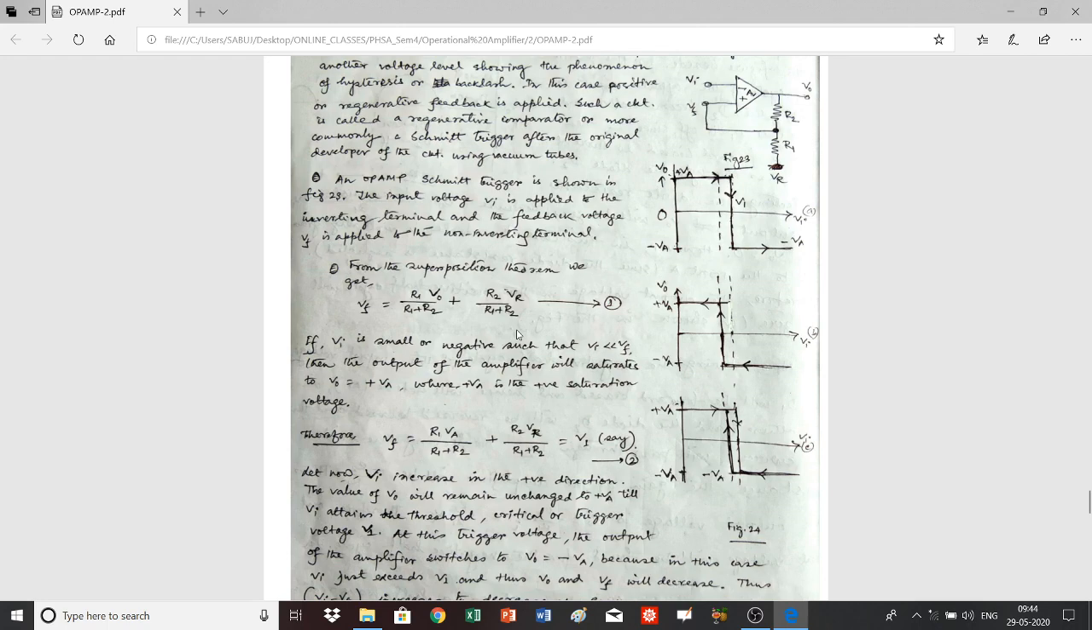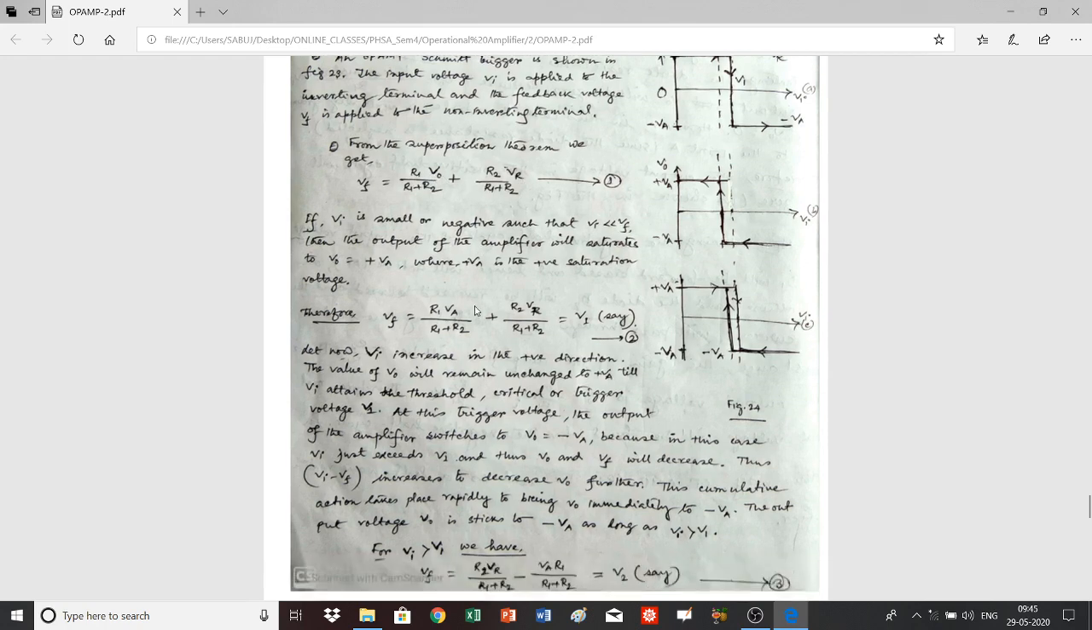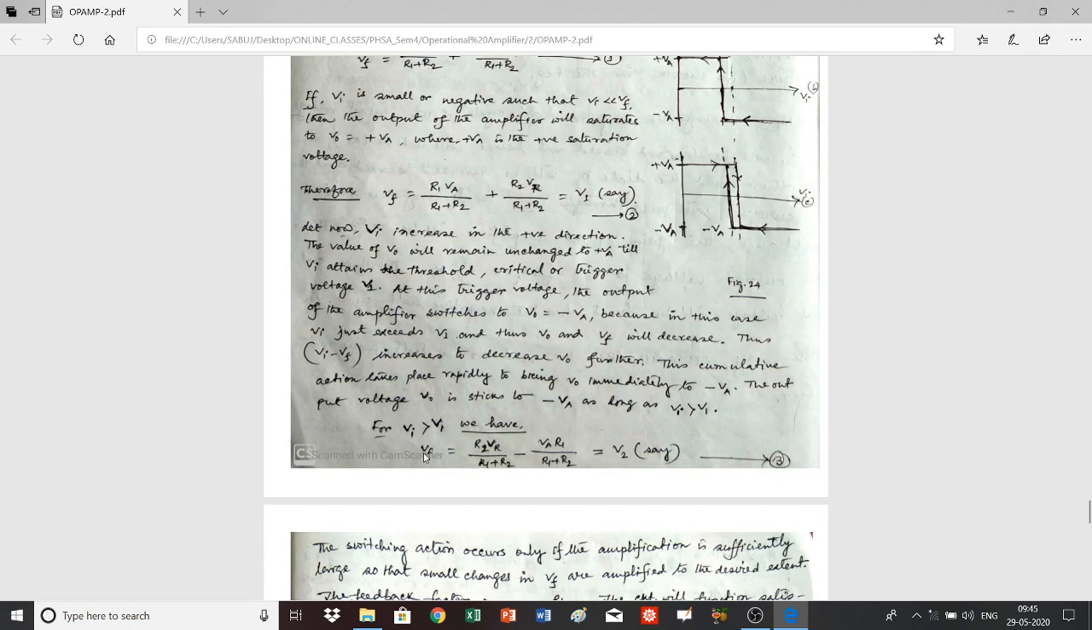If you further increase Vi in the positive direction, the output V0 will remain unchanged at the negative saturation value minus VA, and in that case you can easily find Vf from this relation also. Vf will be R1 into minus VA by R1 plus R2 plus this term. So that is written here. Then Vf will be R2 VR by R1 plus R2 minus VA R1 by R1 plus R2.